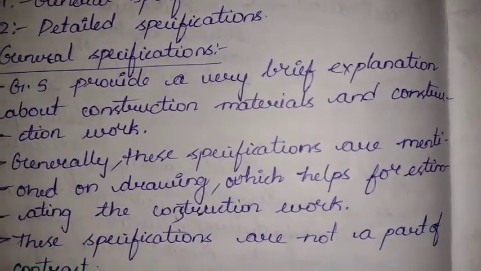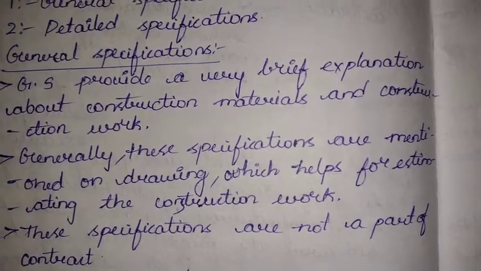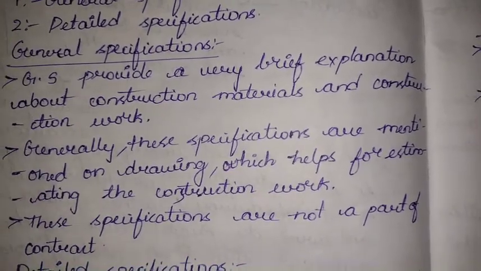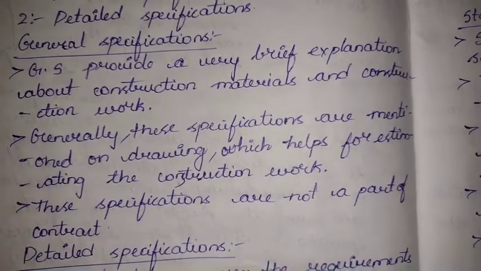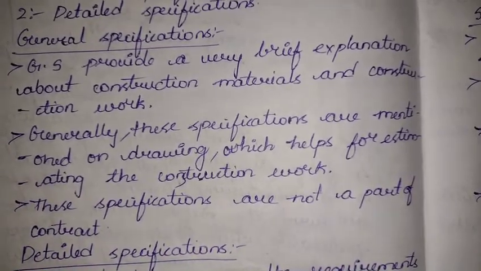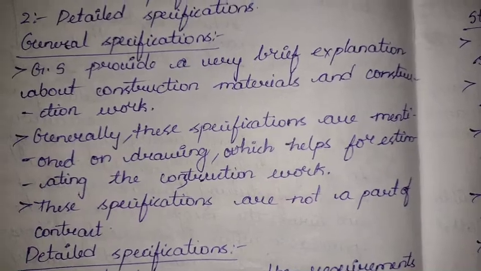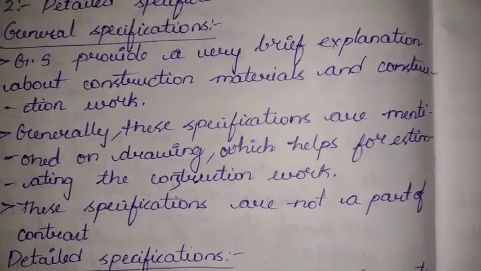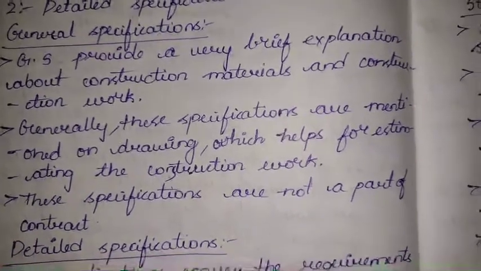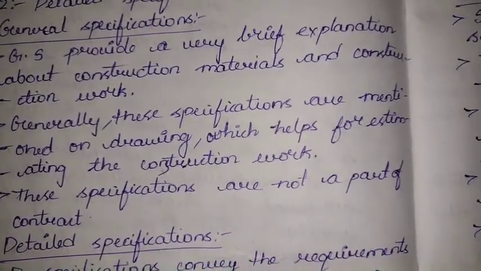Coming to the first one, general specifications provide a very brief explanation about construction materials and construction work. Generally, these specifications are mentioned on the drawing, which helps in estimating the construction work. These general specifications are not at all a part of the contract.